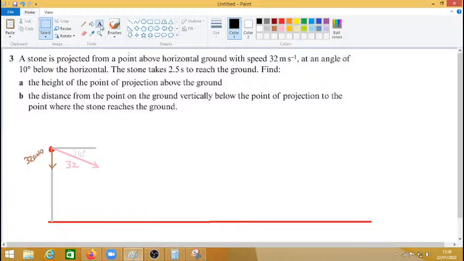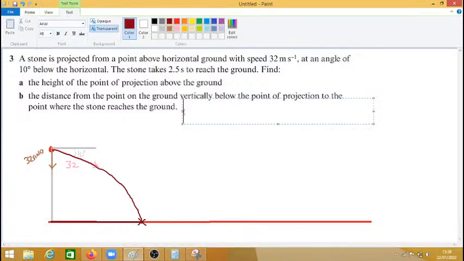So then the next bit, let's see if we can do that as well. So here we've got to work out the distance from the point on the ground vertically. Okay, that's a lot of words, but all they're asking you to work out here is that eventually this particle is going to get fired down towards the ground, and then it's just going to hit the ground here. And all they're asking you to do is work out this horizontal distance here, from below where it gets fired to where it hits the ground. So we've got to be thinking horizontally now.